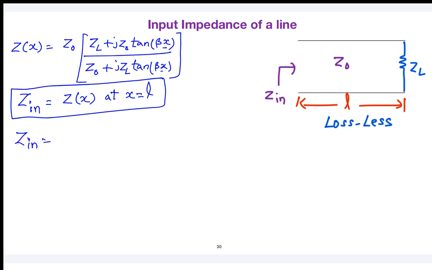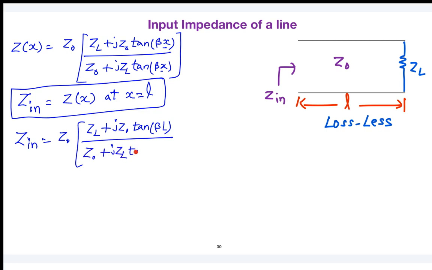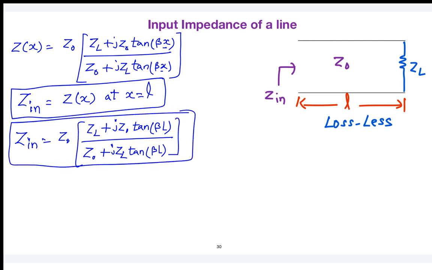Z naught into (ZL plus jZ naught tan beta L) by (Z naught plus jZL tan beta L). So this is the formula for your input impedance. It's just the replacement of X with the length of the line.